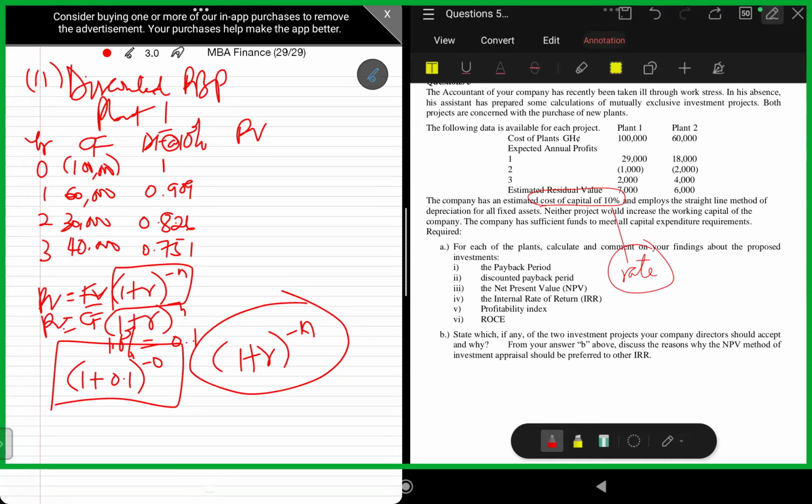So negative 100,000 cash flow times 1 will give us negative 100,000. Do you understand it? Yes. Multiply the next one. 60,000 times 0.909. What do we have? 54,540.